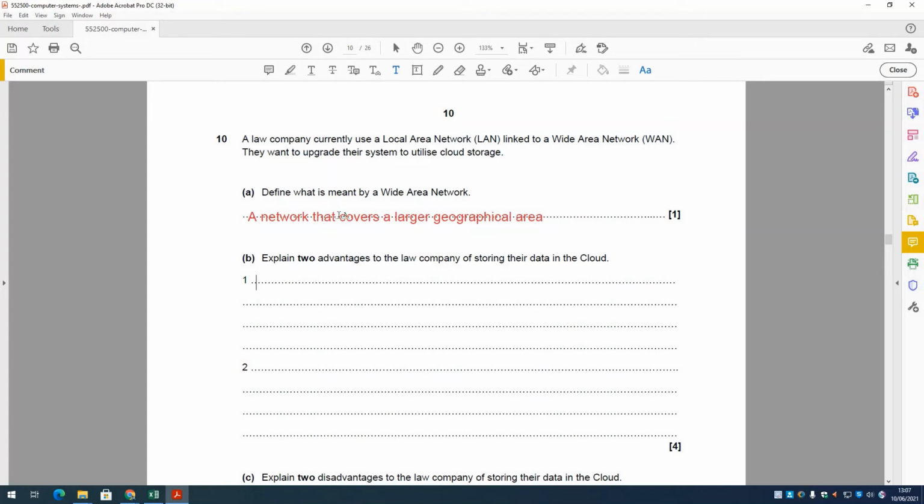Part B, explain 2 advantages to the law company of storing their data in the cloud. So the first one is that it can be accessed from any device with an internet connection. Okay, and if we see that's a 4-mark question, and there's only 2 points, so we need to explain them. So let's add some evaluation: we can explain that that means the lawyers can work from home or out of the country. Okay, good. Another point is we could talk about the fact that with cloud storage you can easily extend your storage. Okay. And this means that they'll be able to take on more cases because they can store more data.